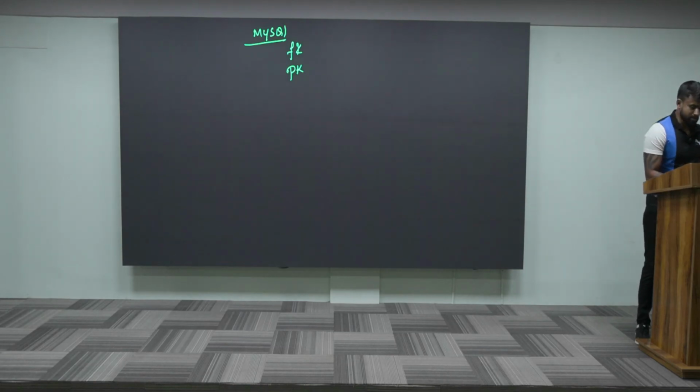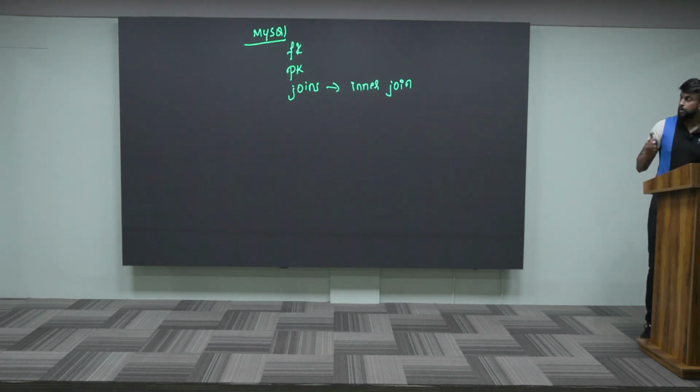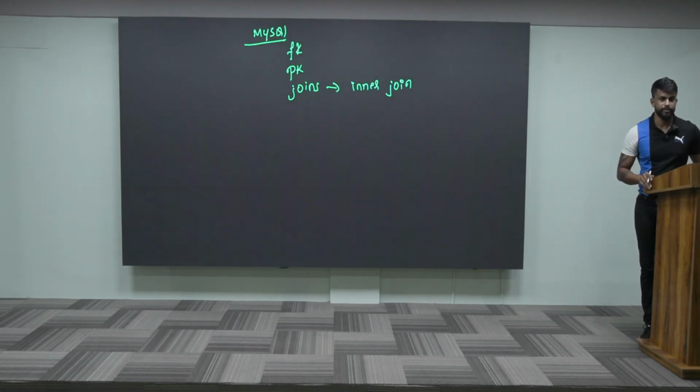Understanding? Not only this, you should know the joins as well. The entire join, and especially there is one type of join. It is known as what? Inner join. And you should know completely about inner join. Then only you'll understand mapping properly.